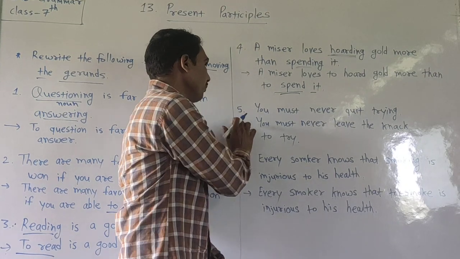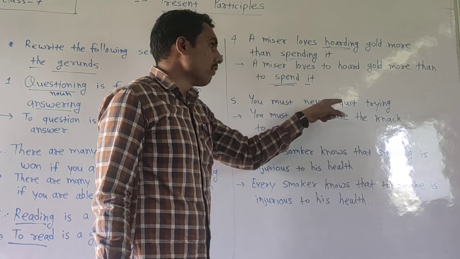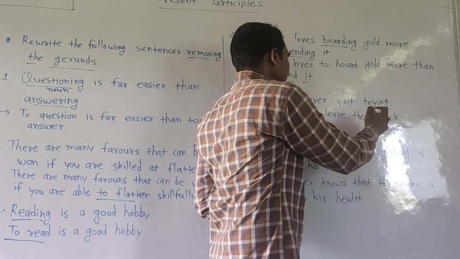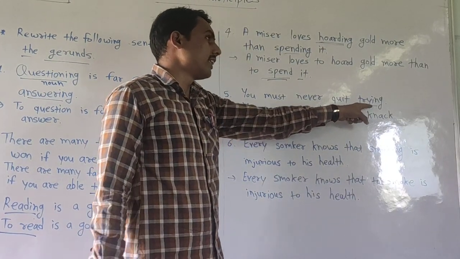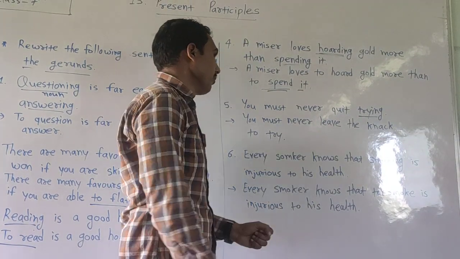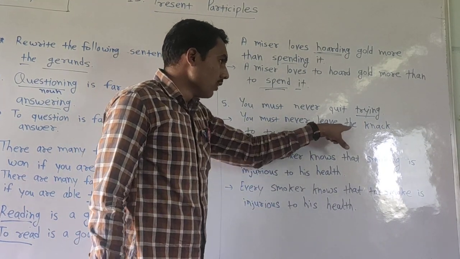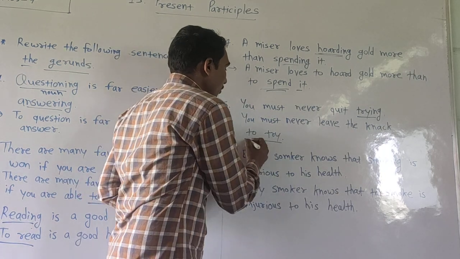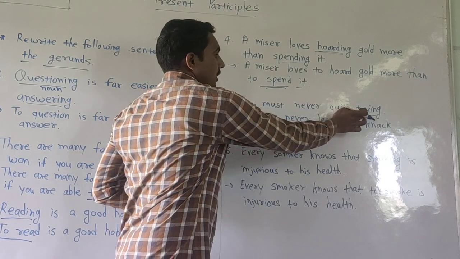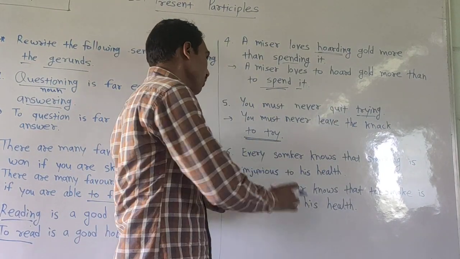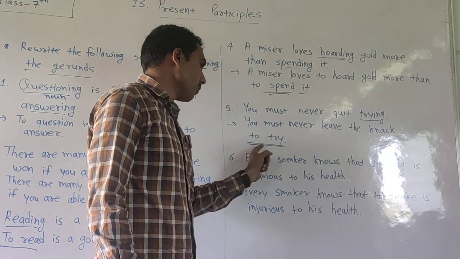Now the fifth one. You must never quit trying. In this example, trying is a gerund. We want to convert that gerund. Remove that gerund and use the appropriate verb form. You must never leave the knack to try. Look here, we remove the gerund trying and we use "to try" as a verb. You must never leave the knack to try.